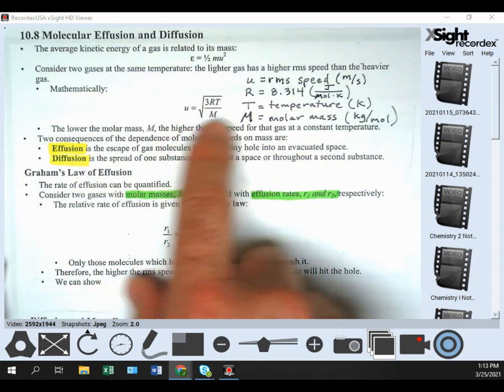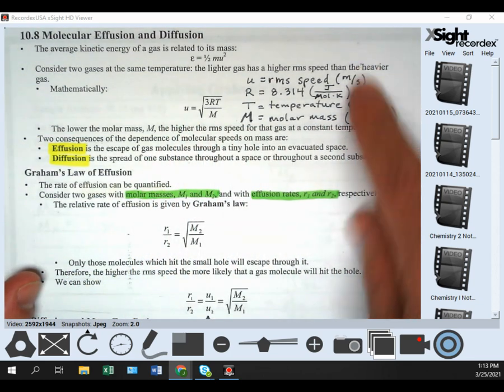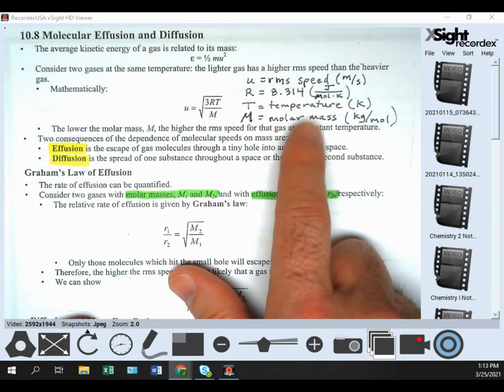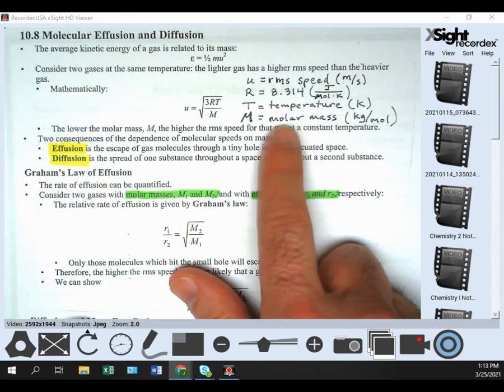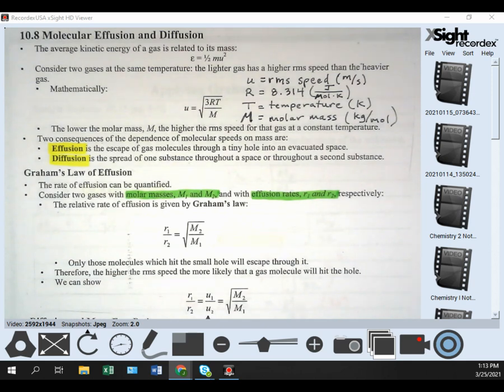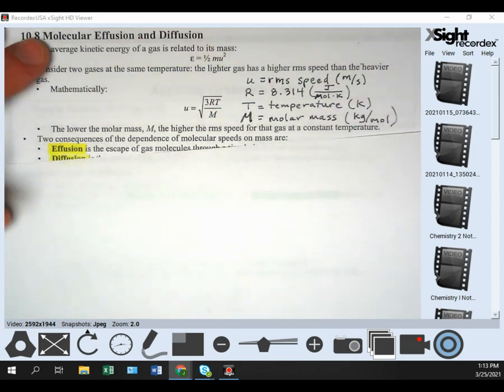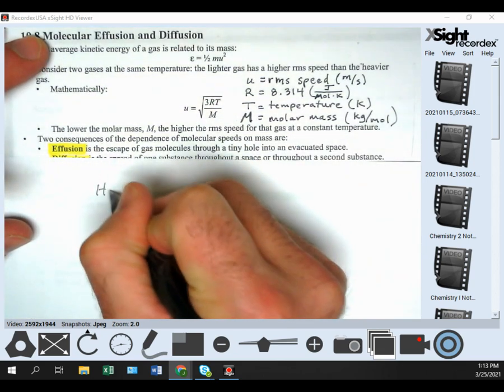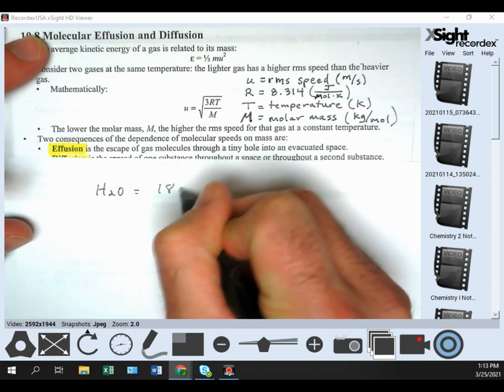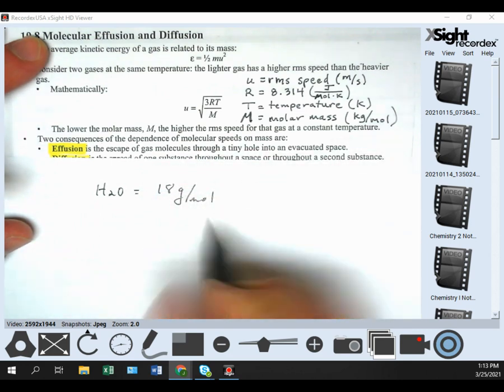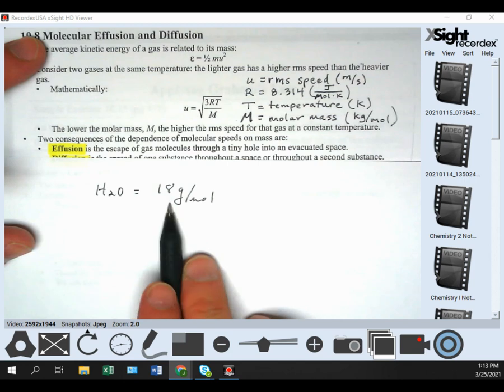You have to watch the units on these. One of the ones that you have to really watch is the molar mass. When we normally get molar mass, say for example the molar mass of water, H2O, it is 18 grams per mole. So molar mass we usually get in grams per mole.